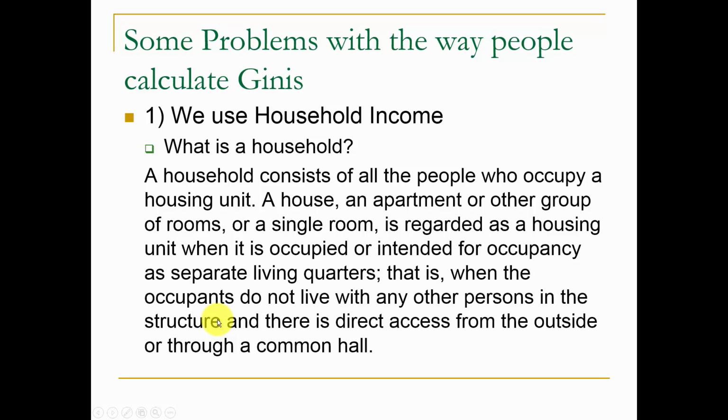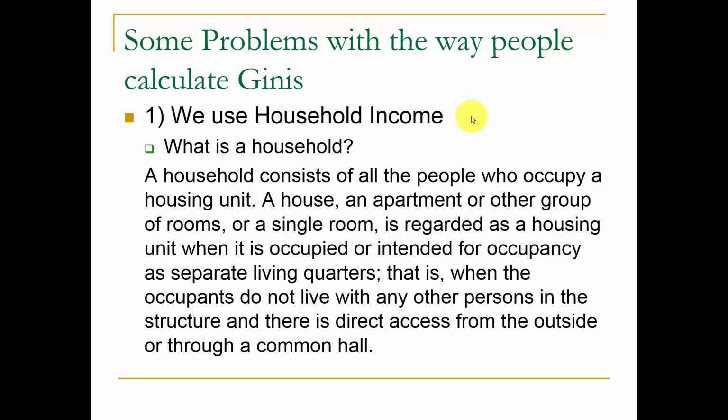Now, what are some problems with using Gini coefficients and Lorenz curves to talk about income inequality, at least the way it's commonly done? Let me just point out some problems that I have with this. First problem I have is we use household income usually when we measure income inequality with a Gini coefficient.